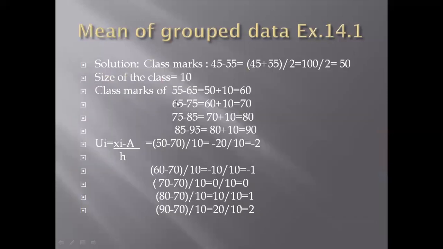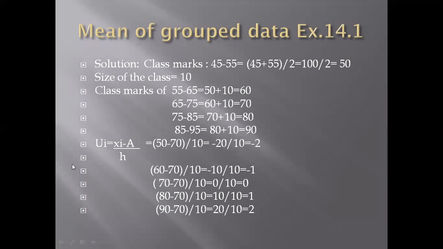Now, again I did the class marks here. So, 45 plus 55 by 2, that is 100 by 2, that is 50, the first class mark. The size of the class is 10. So, to get the remaining class marks, simply add the size of the class to the preceding class mark. The preceding class mark is 50, 50 plus 10 is 60, 60 plus 10 is 70, 70 plus 10 is 80, 80 plus 10 is 90. Now, ui is equal to xi minus a by h.